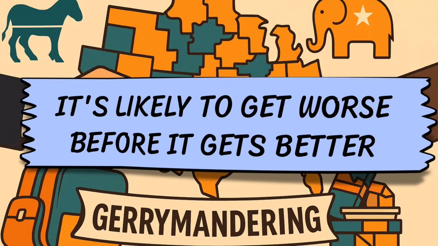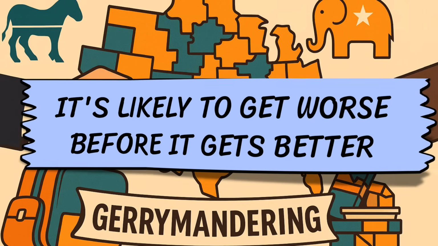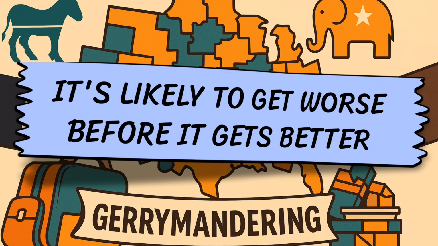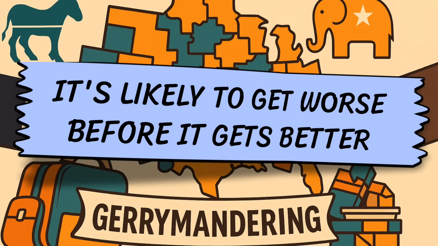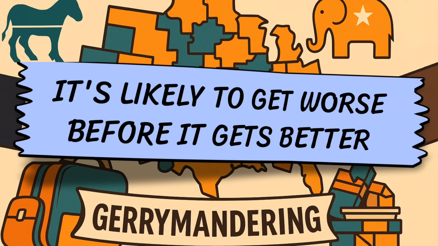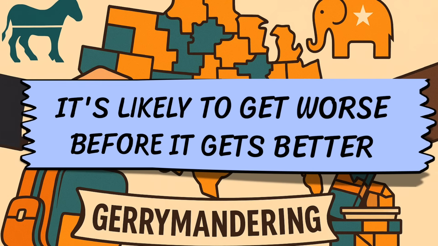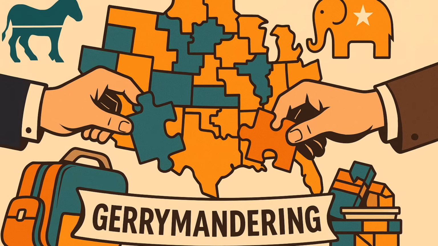Advances in computer modeling and voter data analysis have turned gerrymandering into a data-driven science. Political operatives now use detailed demographic information, voting history, and even consumer behavior to draw lines that maximize their party's advantage with surgical precision. This practice, known as extreme gerrymandering, is difficult to detect and even harder to fix.